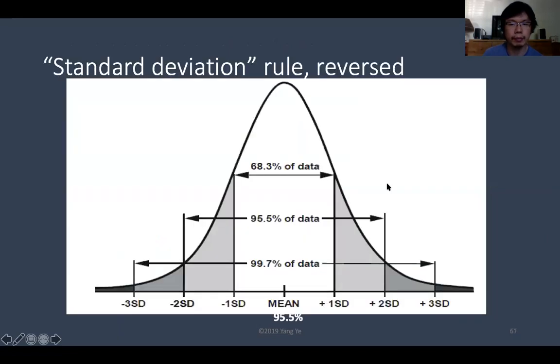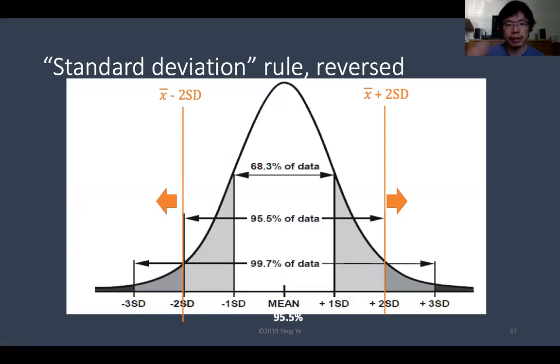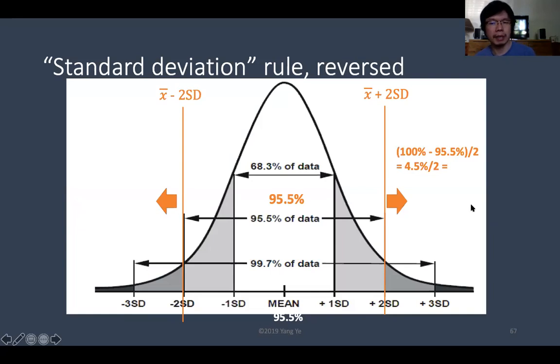So you can also reverse the rule. If you have 95.5% of data, but you want to determine the percentage of data lower than two standard deviations below the mean, then you can just use 100% minus 95.5% divided by 2, which is 2.25%, okay? So the standard deviation rule tells you how much data is within, but you can also reverse that to estimate the percentage of extremely high or extremely low values. But that's the standard deviation rule.